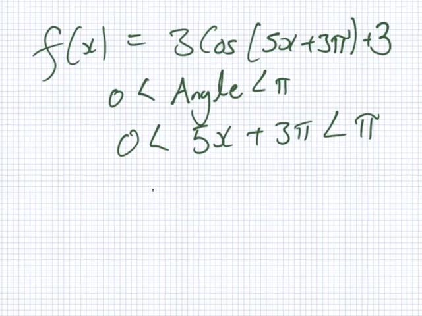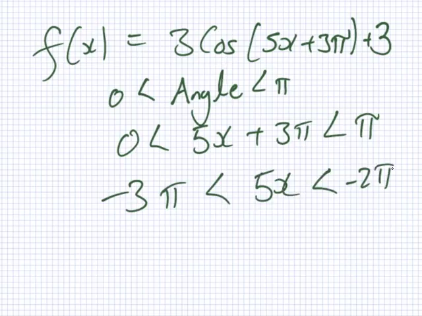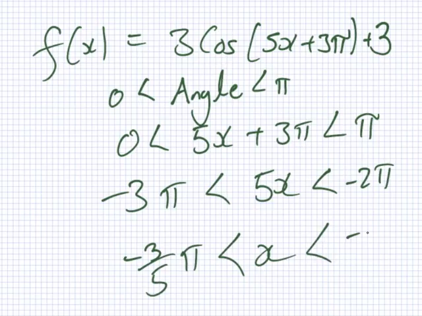Which we solved in semester 1. Oh, apologies, plus 2 pi. Minus 3 pi less than 5x less than minus 2 pi. I'm minusing 3 pi across. Where does that minus 2 pi come from? I minus 3 pi on everything.